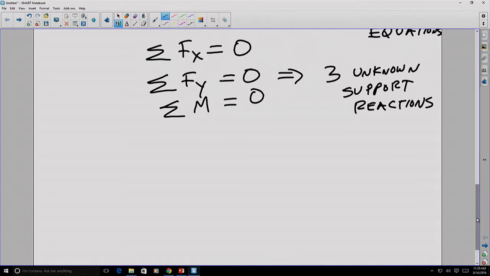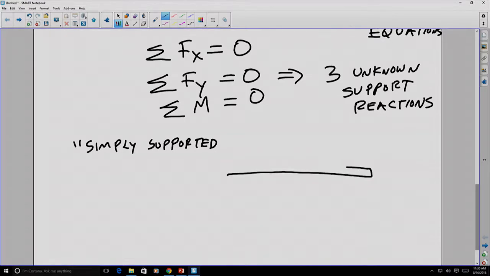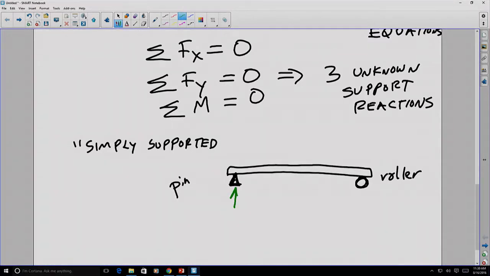Our most typical case is something called simply supported, where we consider some sort of beam or bar. We attach one side with a pin and one side with a roller. Pin and roller. The pin can support one force vertically, or one force normal, one force tangential, and the roller can support one force normal. That's three unknowns, and then we can apply our three equations: sum of forces in the x, sum of forces in the y, and sum of moments.